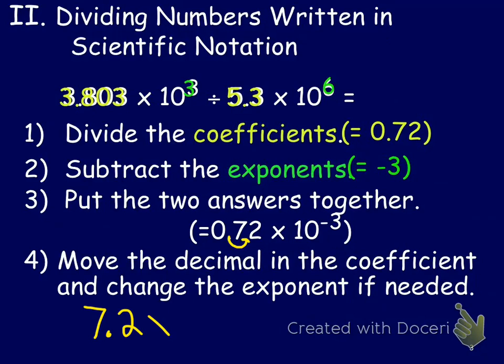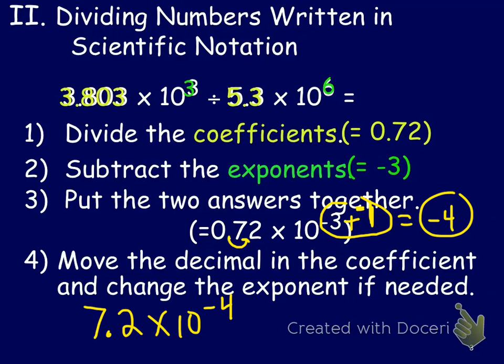So 7.2 times 10 to the, and because we moved the decimal, again, this isn't going to be our exponent. We have to add whatever that move was. We moved it one time. The original number was 0.72. That's smaller than 1, so it's going to be a negative 1. So negative 3 plus negative 1 equals negative 4. So our exponent is going to be negative 4. And our final answer is 7.2 times 10 to the negative 4.